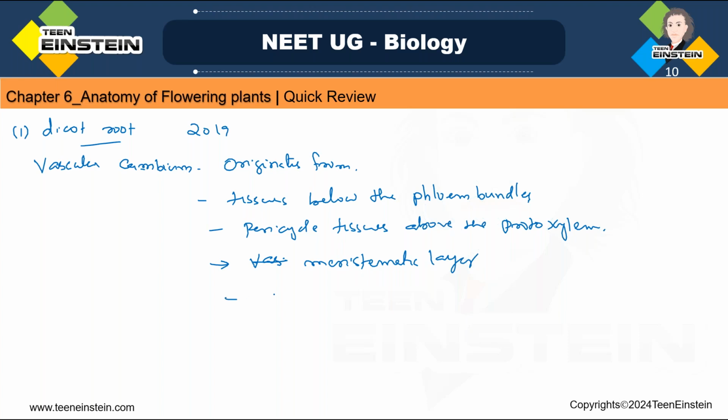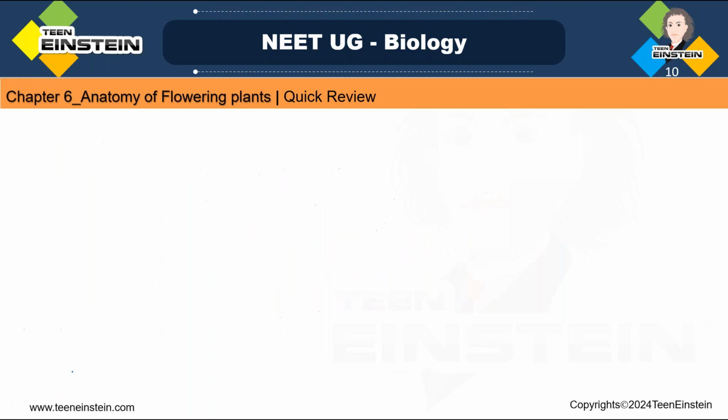And in young stem, this is present in patches. Okay, in young stem, it is in patches, the vascular cambium. And the secondary xylem and phloem in dicot stem, how is it formed? This is another question.